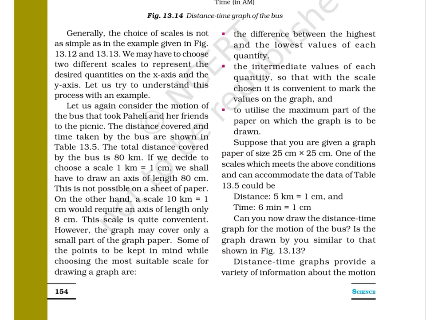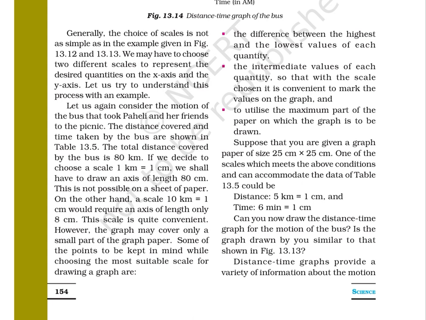To utilize the maximum part of the paper on which the graph is to be drawn. Suppose that you are given a graph paper of size 25 cm into 25 cm. One of the scales which meets the above conditions and can accommodate the data of Table 13.5 could be distance 5 km equal to 1 cm and time 6 minutes equal to 1 cm.